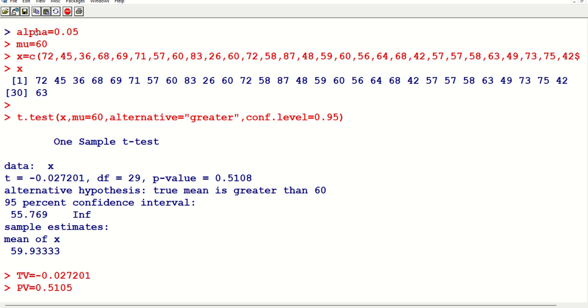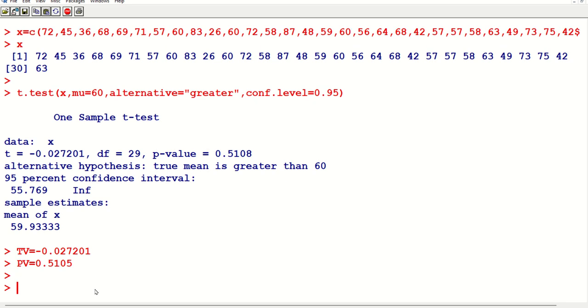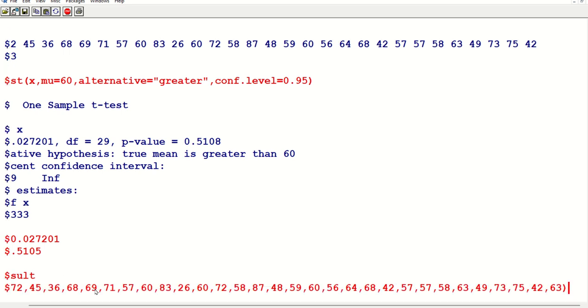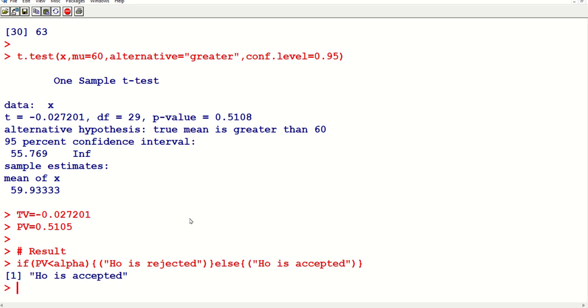Now alpha is given here, and the p-value we calculated with the t.test. Please remember, this is t.test, and these values you need to type. Now you can compare. What is the result? Let us see. The p-value is more than alpha, so H naught is accepted in this case. If the p-value is less than alpha, it is rejected, but here H naught is accepted.